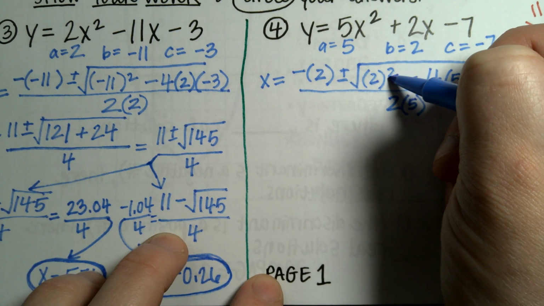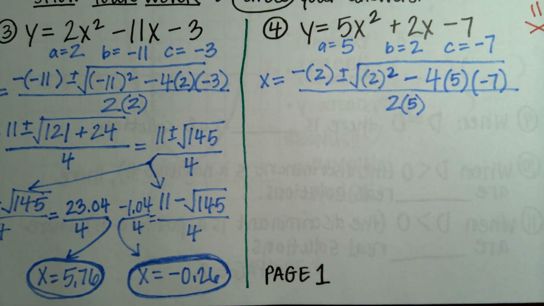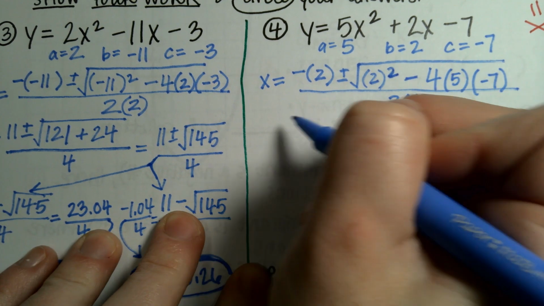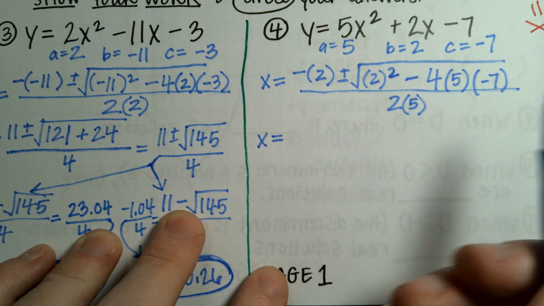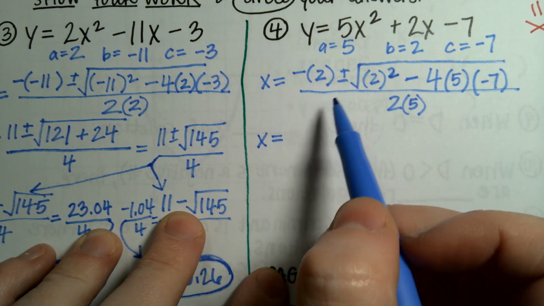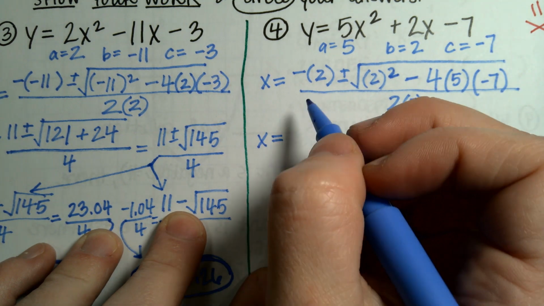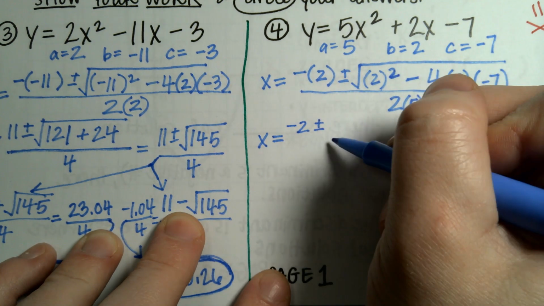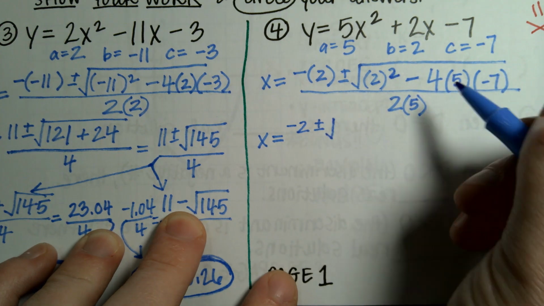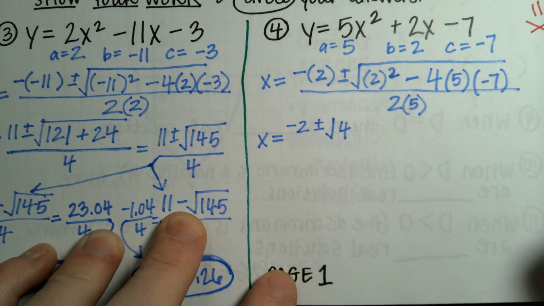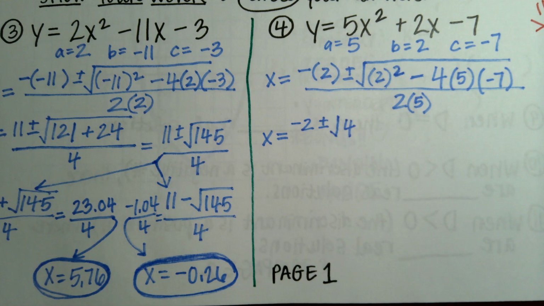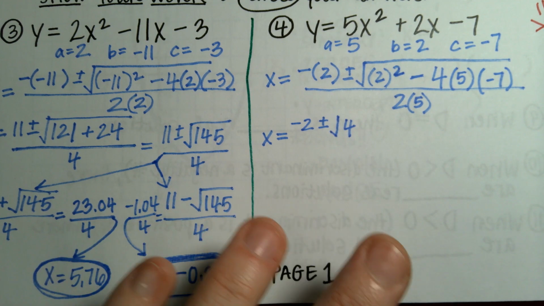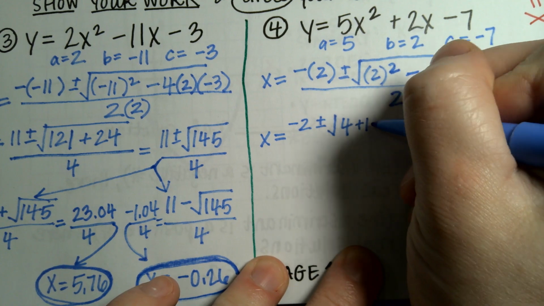Okay. So now we've got all our values plugged in. We're going to simplify as much as we can. So x equals that. Parentheses around the 2 can go away. This would be -2 plus or minus. What's 2 squared? 4. -4 times 5 times -7. What's that? 140. Good. So plus 140.